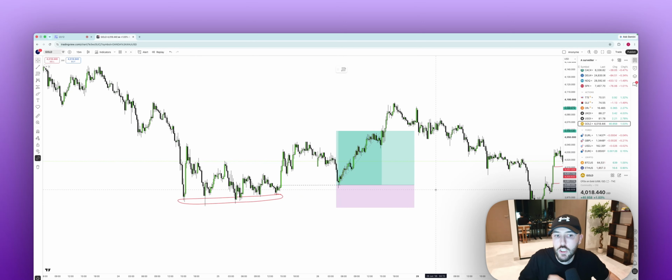Try to do this strategy in demo. Try to do it as much as you can. Try to handle your psychology using this strategy. And if it works, if you really have results, then and only then start to trade with real money.